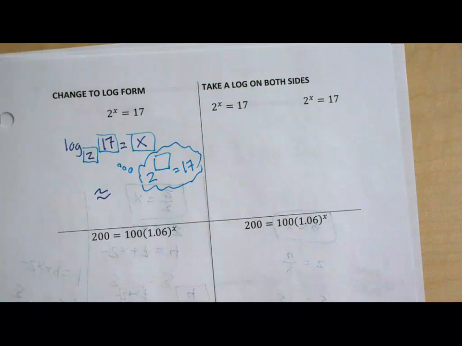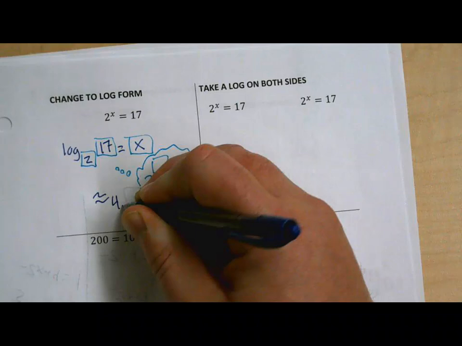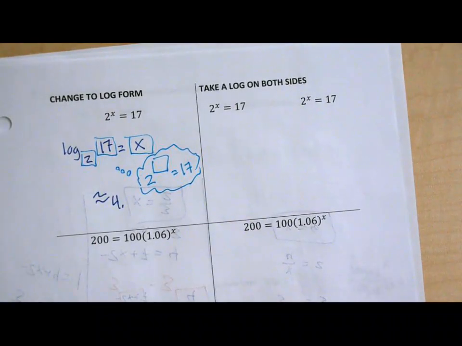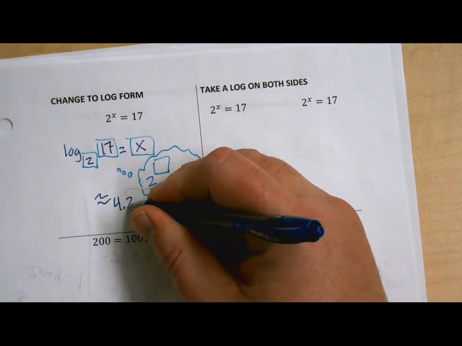Anybody want to make a guess? What do you think? Nobody's going to guess? Be bold. Come on. 2 to what power would be close to 17? Okay, so 4 point what? Or do you want to go 3 point something? Is it bigger than 4, or is it smaller than 4? Bigger than 4, so 4 point what? Give me a guess. It's just a guess. 4.2. Good, good. Let's try it.